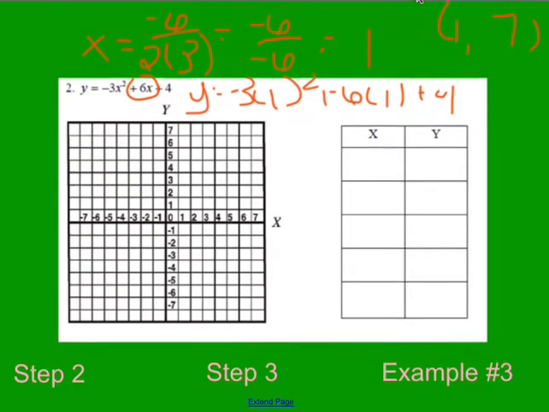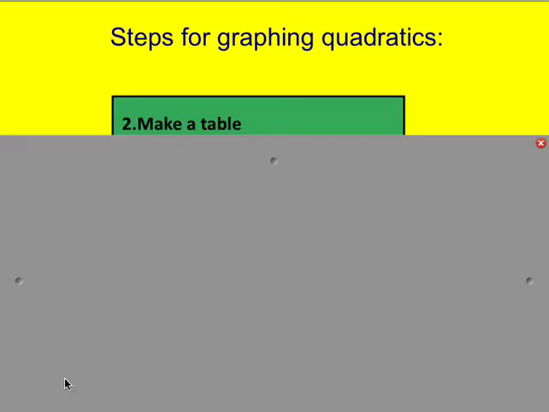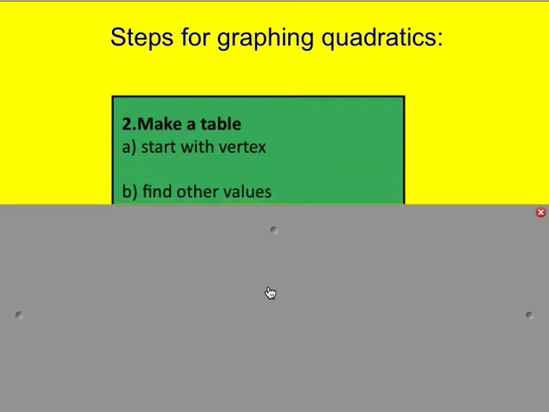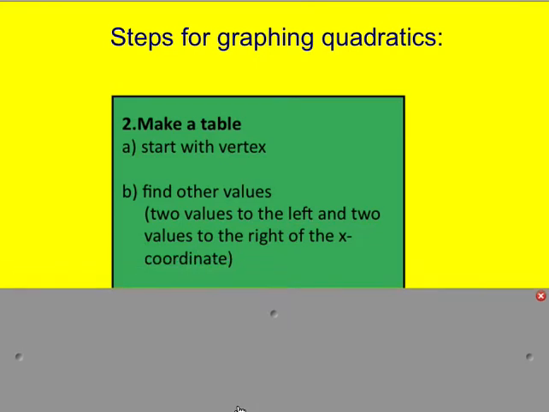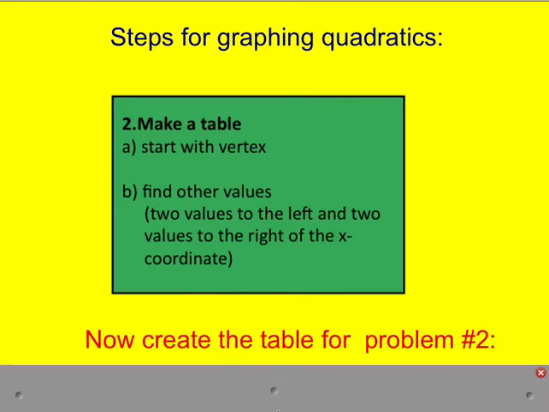Now let's take a look at step number 2. If you flip the page back over, step 2 for graphing a quadratic is making a table. You're going to start with the vertex, which we already got. Then we're going to find the other values. Typically we pick 2 values to the left and 2 values to the right of the x-coordinate.